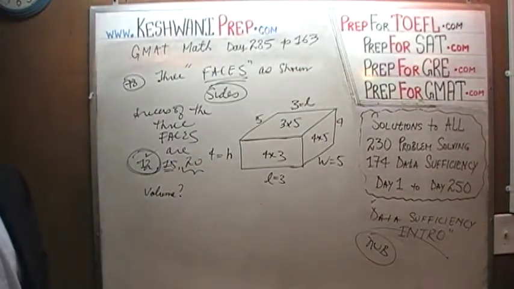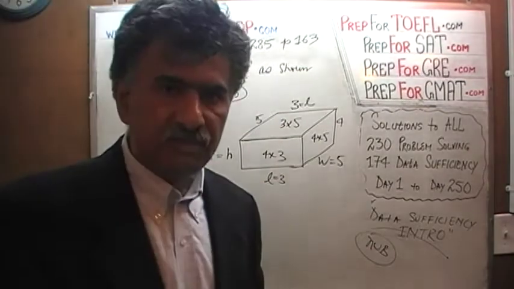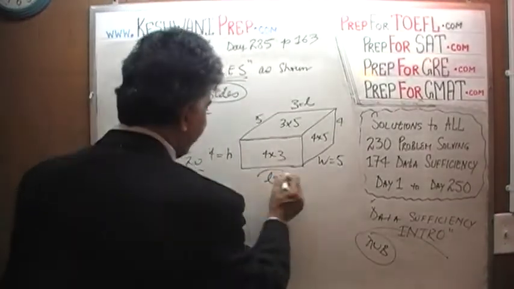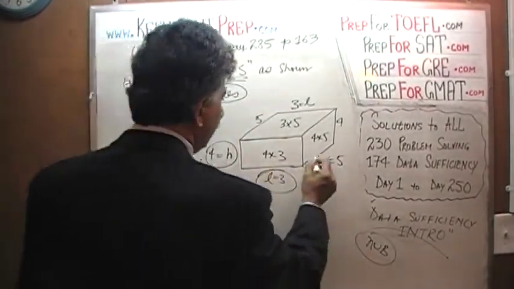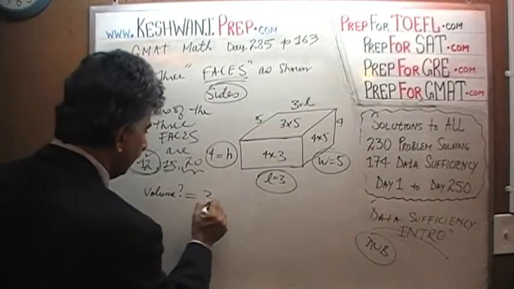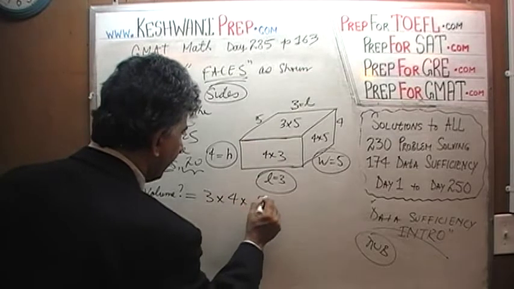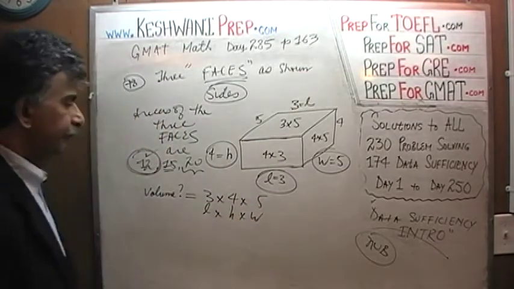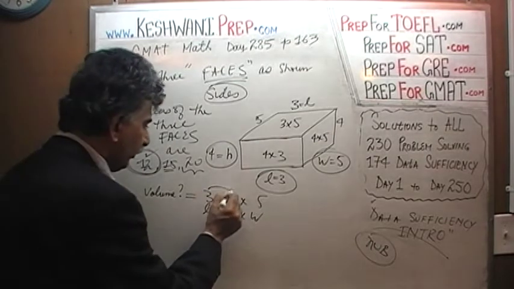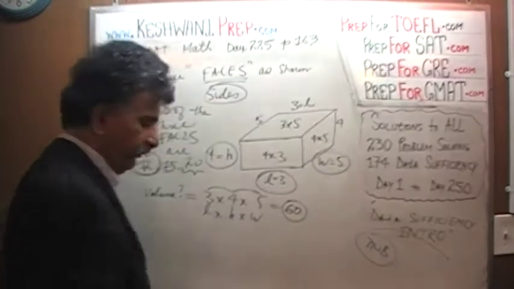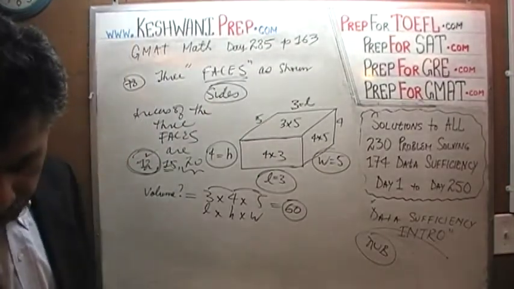That's all it is. We were trying to figure out the dimensions of this rectangular box, and we just did that. The length is 3, the height is 4, and the width is 5. And therefore the volume that they're looking for is simply 3 times 4 times 5, length times height times width. 3 times 4 is 12, and 12 times 5 is 60. The answer is 60. The volume of this thing is 60.